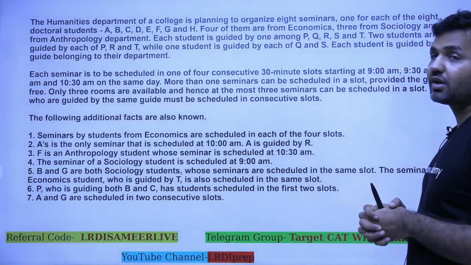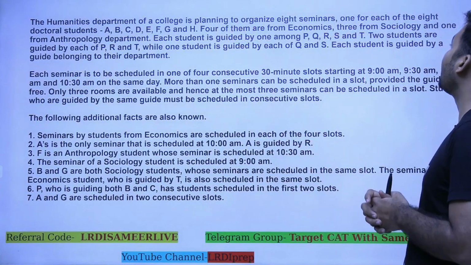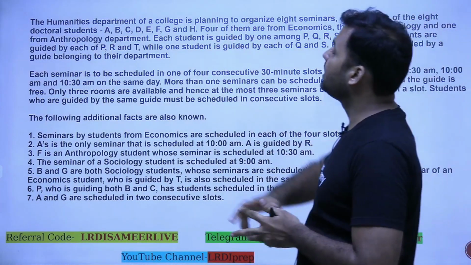Here, this is a set that we are going to cover. The Humanities Department of a college is planning to organize 8 seminars, one for each of the 8 doctoral students, A, B, C, D, E, F, G, H.